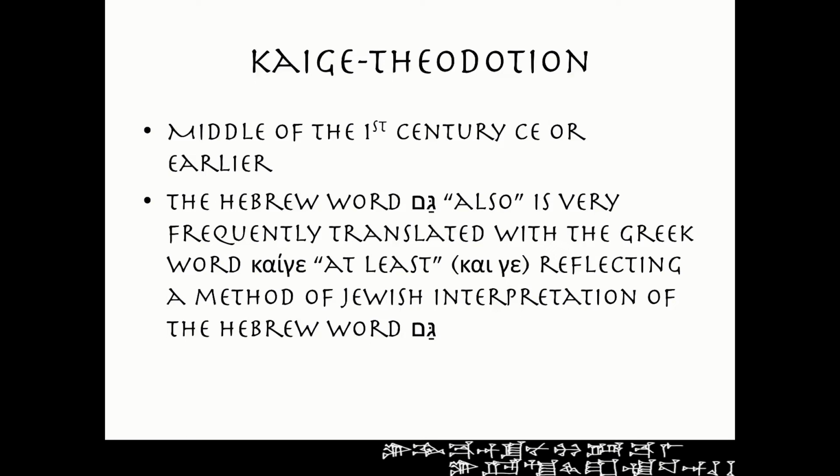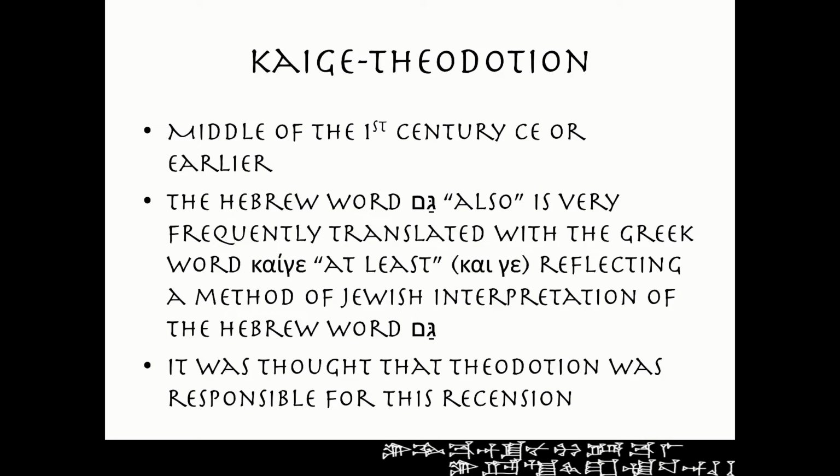So the Hebrew word gam is very frequently translated with the Greek word kaige, which is a combination of the words kai and ge, which means at least. And this reflects a method of Jewish interpretation of the Hebrew word gam. It was thought that Theodotion early on was responsible for this recension, so in antiquity, that's who was credited with this translation.